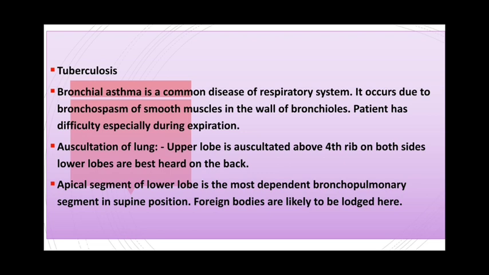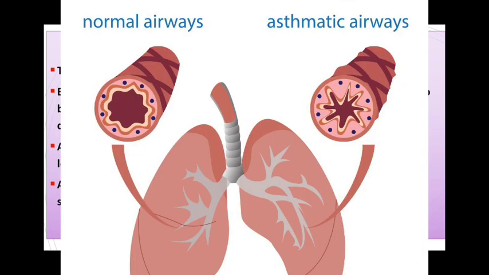Next is bronchial asthma. Bronchial asthma is a common disease of the respiratory system, and it occurs due to bronchospasm of the smooth muscles in the wall of the bronchioles. Due to the spasm of smooth muscle in the wall of the bronchioles, the patient feels difficulty in breathing during expiration, accompanied by a wheezing sound, right? So this is bronchial asthma.